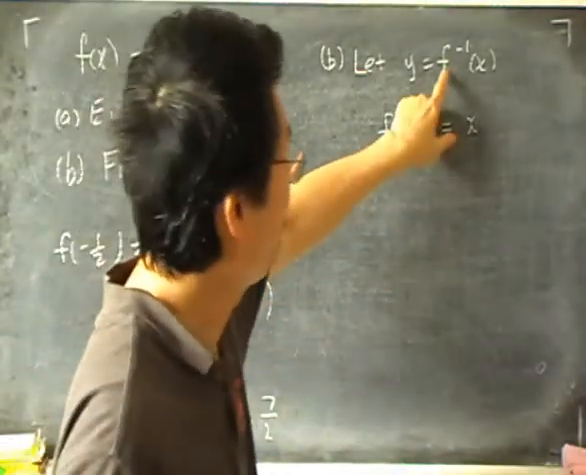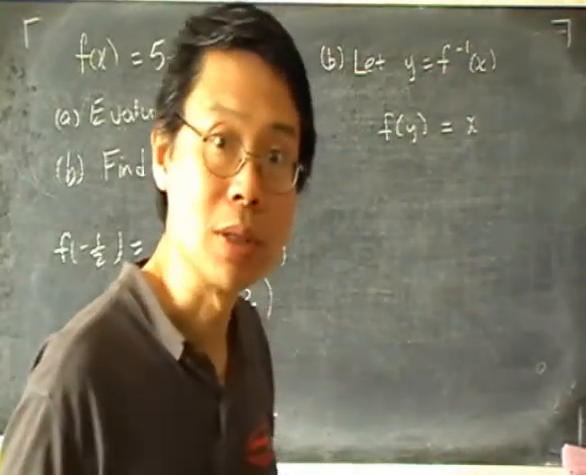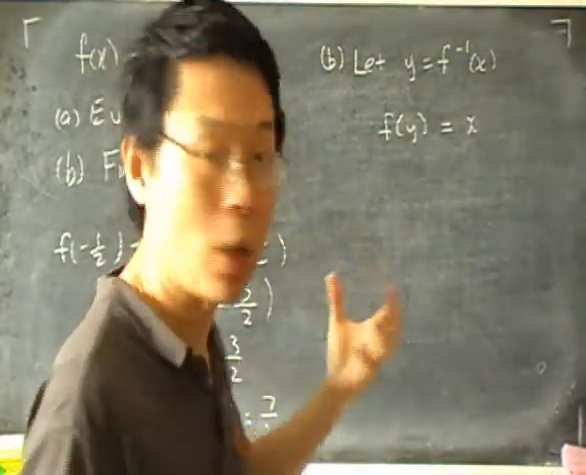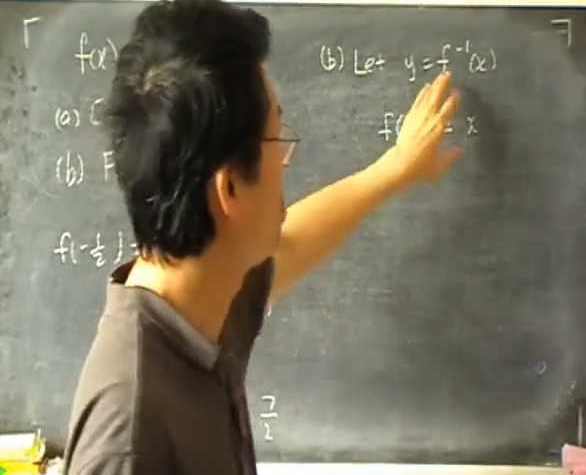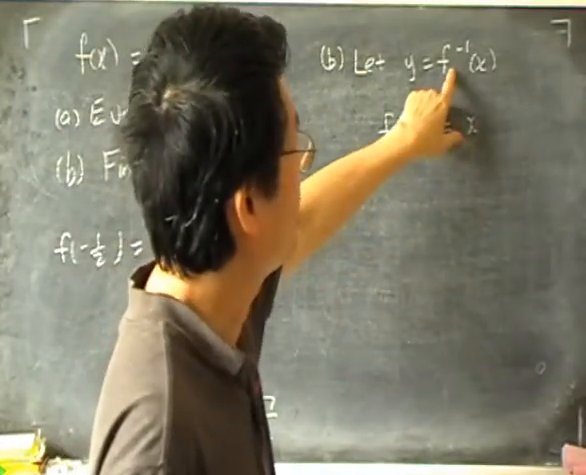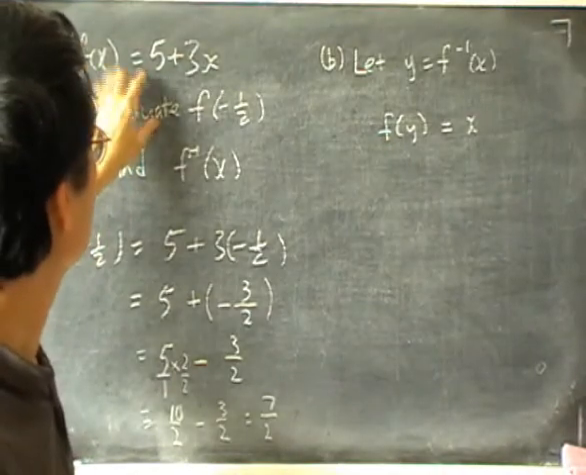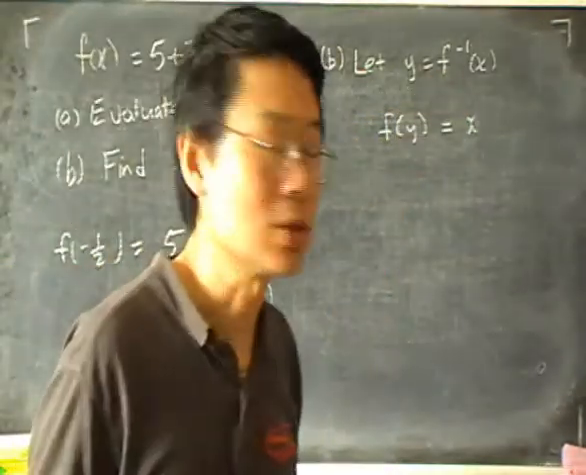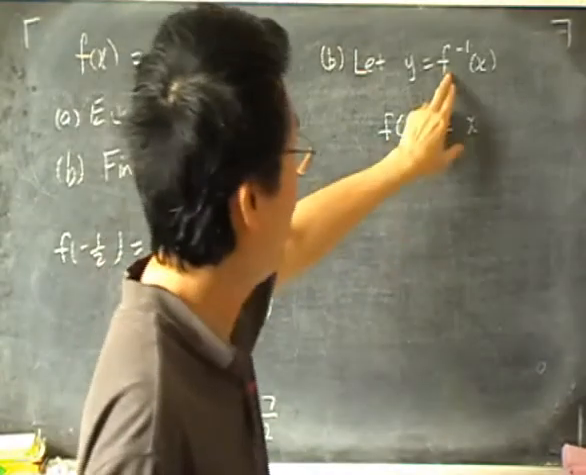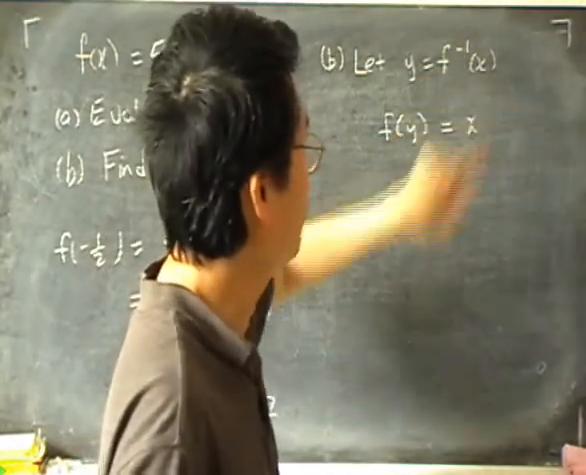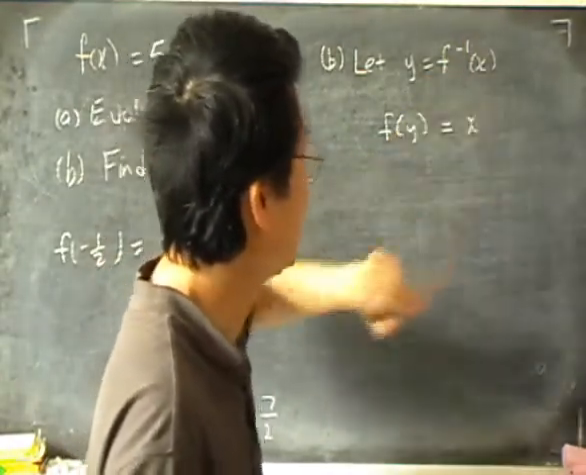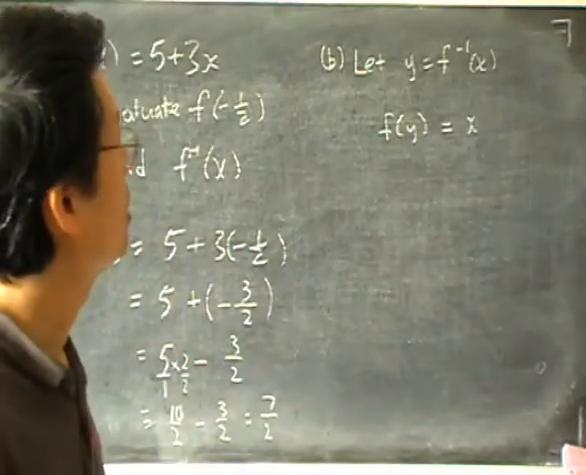So f is not a number. It's not a number to the power of minus 1. It's not like 1 over f. It's a rule that says that it does the opposite thing of this rule. This is f of x, that's f inverse of x. So f inverse of x is the inverse function of x, so it does the opposite thing of the function.